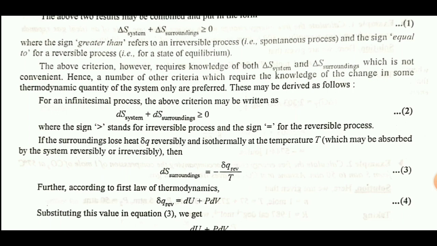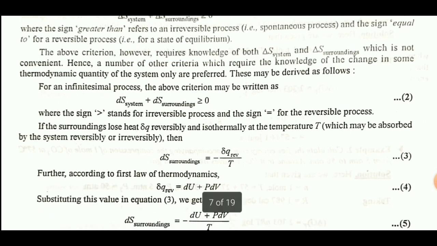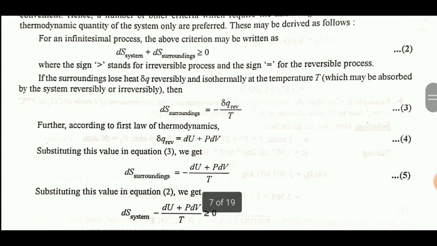Hence, a number of other criteria which require the knowledge of the change in some thermodynamic quantity of the system only are preferred. This may be derived as follows. For an infinitesimal process, the above criterion may be written as dS system plus dS surroundings ≥ 0, where the sign greater than stands for an irreversible process and the sign equal to for a reversible process. If the surroundings lose heat Q reversibly and isothermally at the temperature T, which may be absorbed by the system reversibly or irreversibly, then dS surroundings is equal to minus dQ reversible upon T.